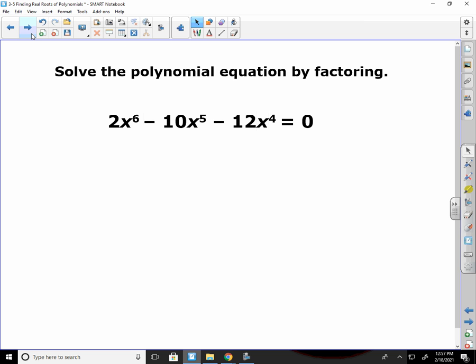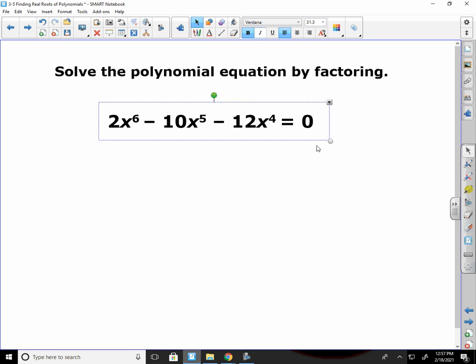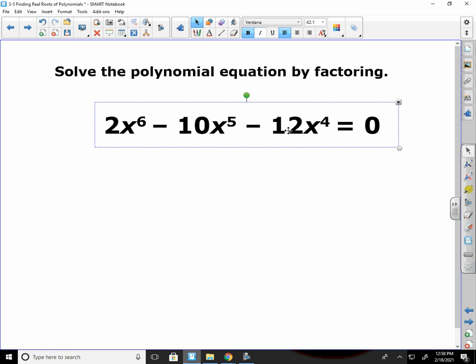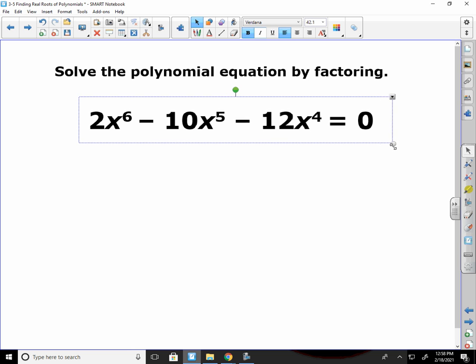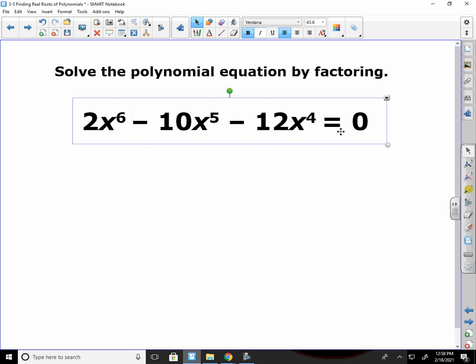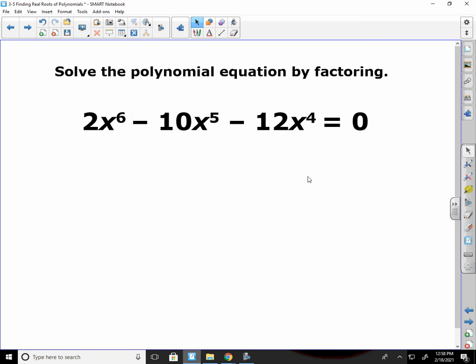All right. Now this one I want you to try on your own. See if you can figure out what to do first, and solve it. When you're done, I will go over it. I'll give you a couple minutes to try that.